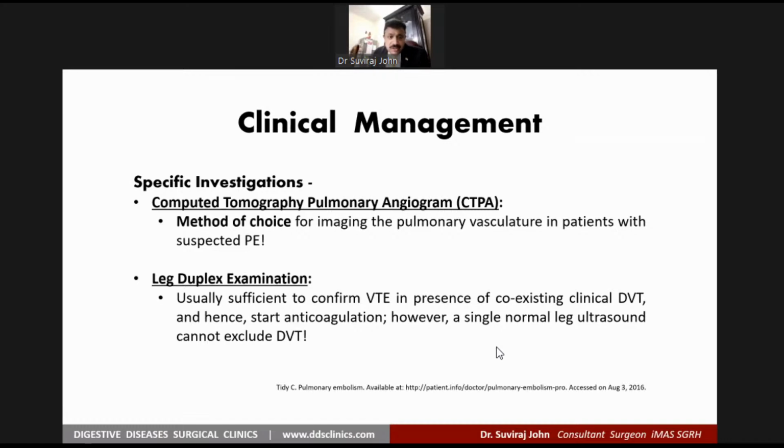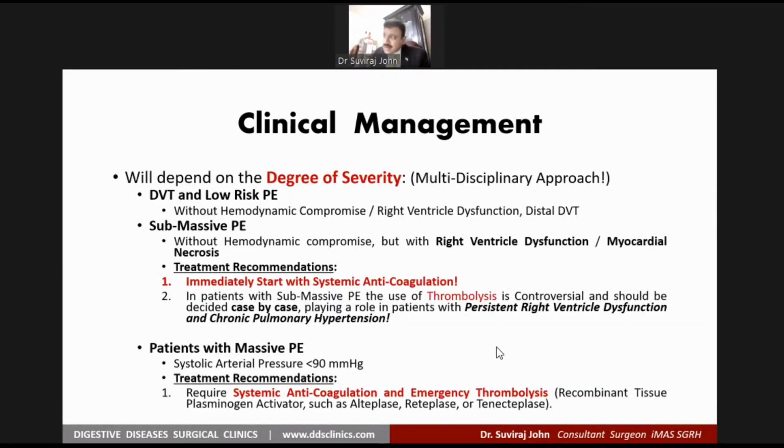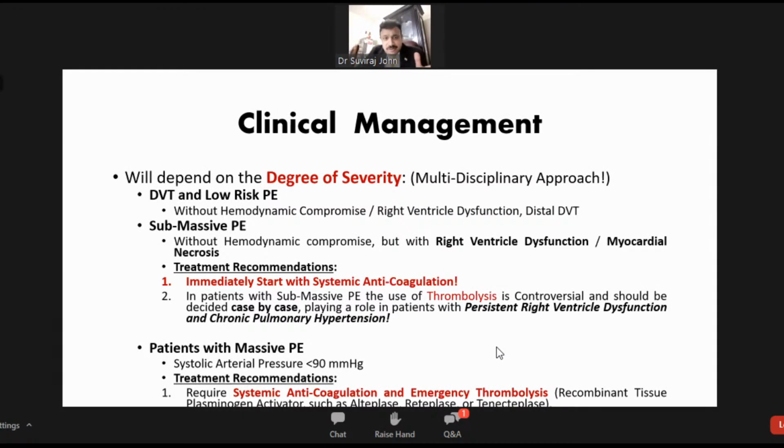This will give you a good initial assessment along with your clinical presentation. Now, the initial management depends on the degree of severity of presentation. If it is a submassive pulmonary embolism or a low-risk pulmonary embolism or a DVT, that's essentially a hemodynamically stable patient, or somebody who's stable with a right ventricle dysfunction on echo, for instance, or some myocardial necrosis turning up on the enzymes, you have to anyway start with systemic anticoagulation, which is basically unfractionated heparin.